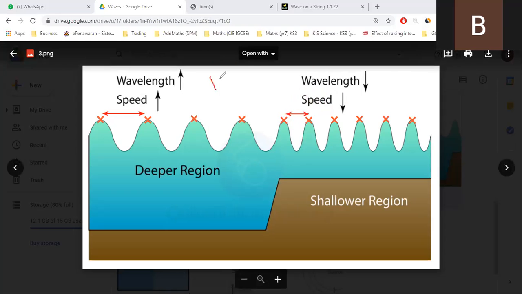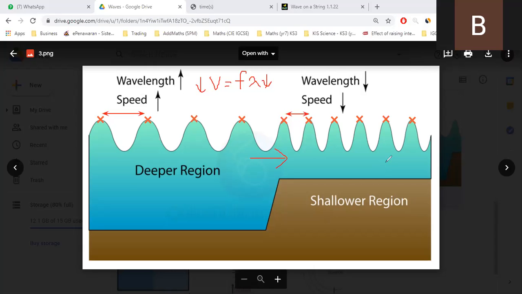Because you see the formula v = fλ, right? So if your lambda decreases, your v will also decrease. That's why when a water wave goes into a shallower region, it slows down. That's why you see that sea waves, when they get close to the shore, slow down, because it gets shallower and shallower. So the wavelength decreases, the speed decreases.